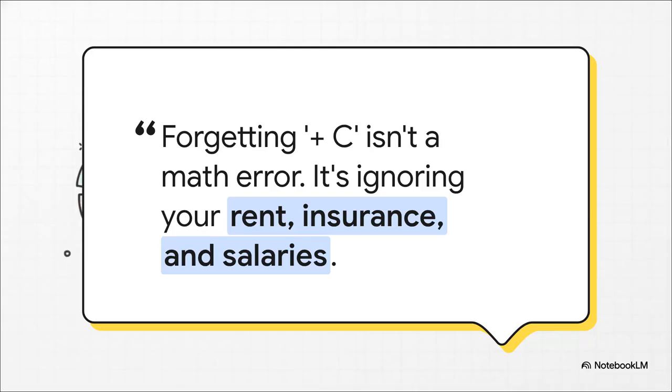I really want this quote to stick with you because it's the most important takeaway from today. If you go into a meeting with your CFO and you present a cost model but you've forgotten the plus c, you haven't just made a small math error. You have built a model that completely ignores every single fixed cost your company has. You're basically telling them it costs $0 to even open the doors in the morning. That is a fundamentally flawed analysis, and it could lead to absolutely disastrous business decisions.